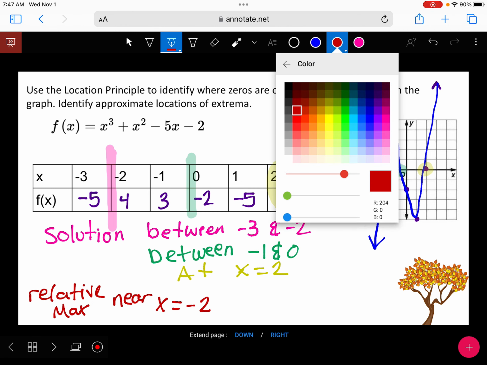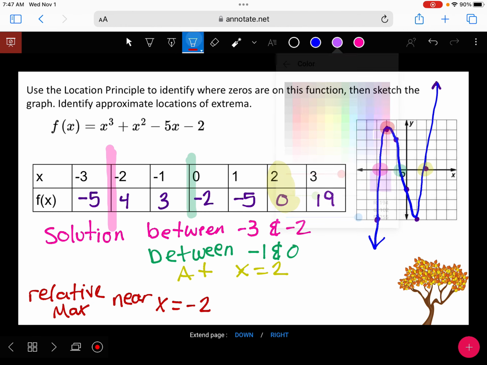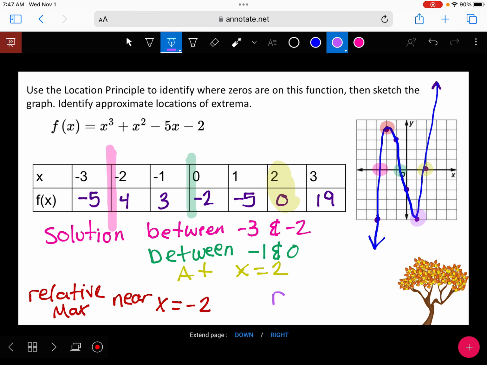We have another extrema up here, which we'll do kind of a lilac situation. This guy way down here at the bottom. A relative min. And we're just going to say it's near x equals 1.